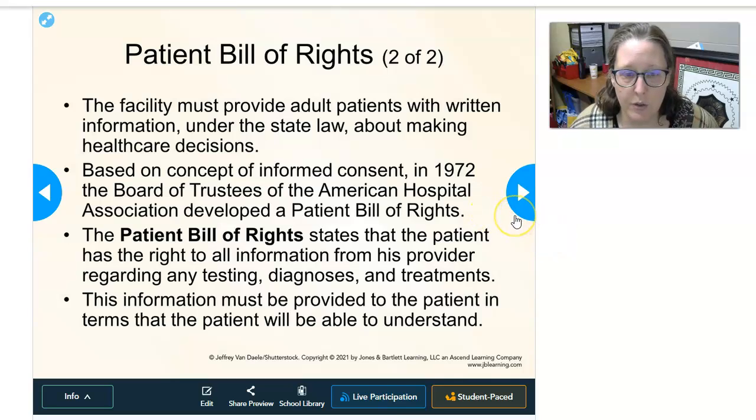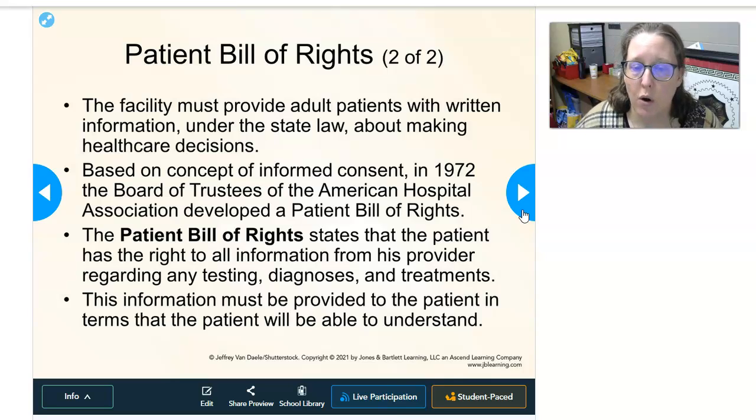Then in 1972, the Board of Trustees of the American Hospital Association developed the Patient Bill of Rights. And the Patient Bill of Rights states that the patient has the right to all information from his provider regarding any testing, diagnoses, and treatment. This information has to be provided to the patient in terms that the patient will be able to understand. So you really do not want to use medical jargon, medical words. You want to dumb it down unless you are absolutely certain that maybe you're talking to a peer that really understands what's going on.